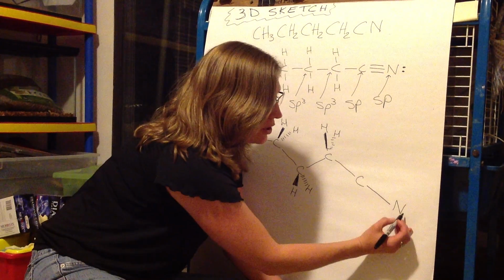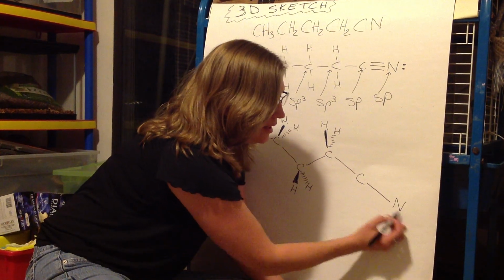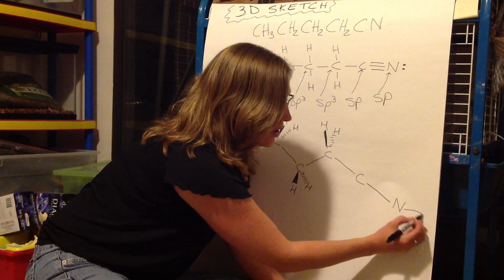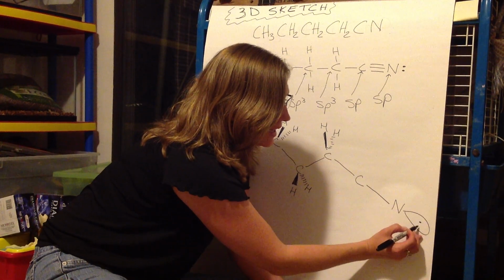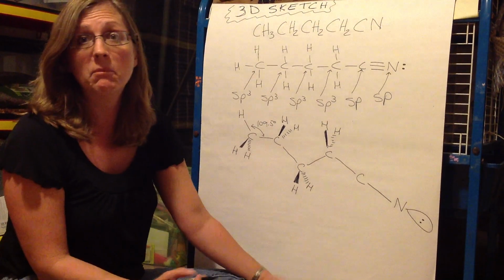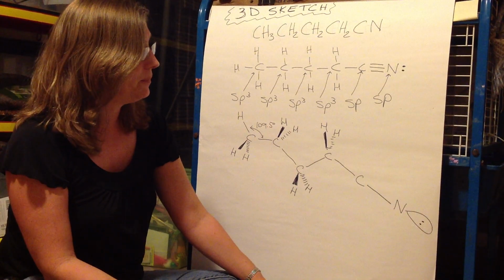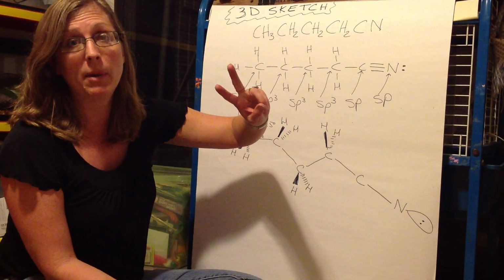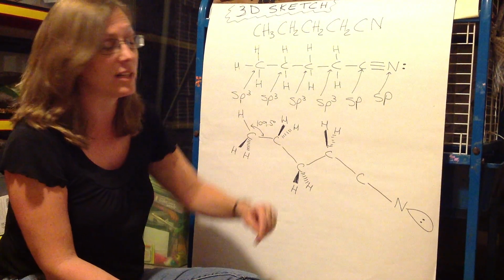So what you could do is draw a line continuing out and put the lone pair at the end of that line, or you can draw the sp orbital in the plane in that direction and put the lone pair there. Either one of those would be good. But we also want to show these pi bonds. We have two pi bonds and we need to show that electron density.